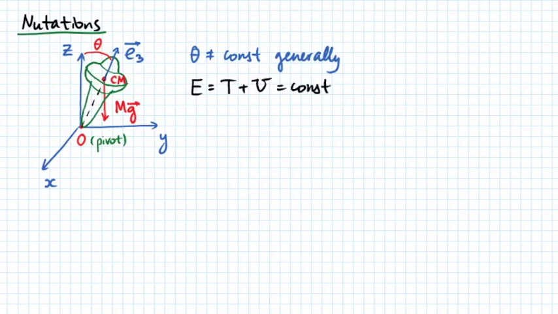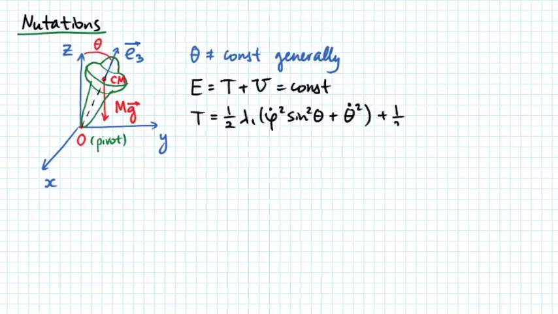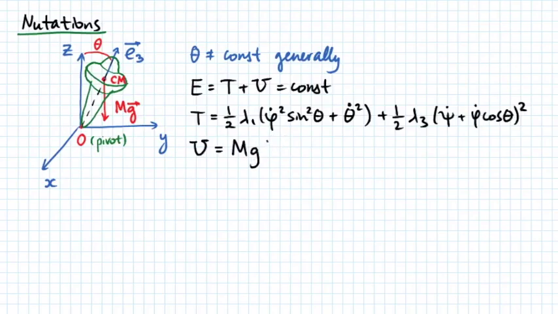We found the expression for kinetic energy last time for a symmetric top to be given by half lambda 1 times phi dot squared sine theta squared plus theta dot squared, plus half of lambda 3 times psi dot plus phi dot cosine theta, all of it squared. And the potential energy will be equal to total mass m, g gravity, r position to the center of mass, cosine theta.